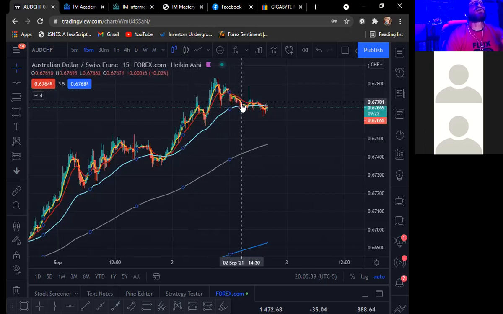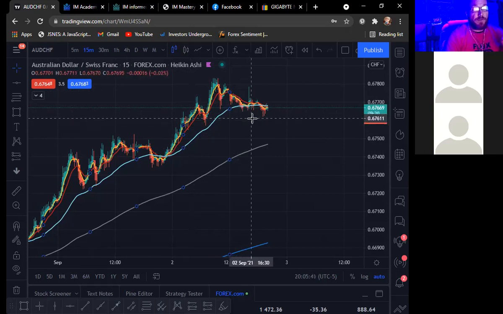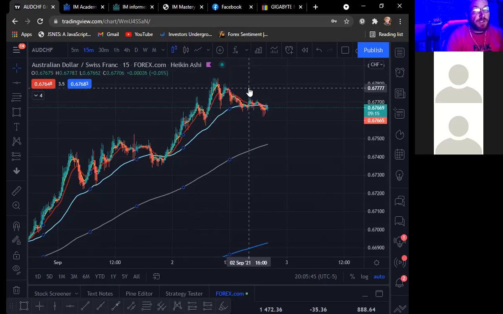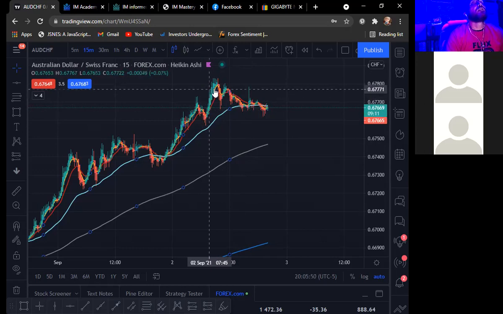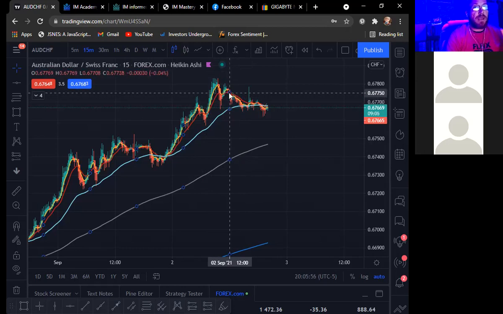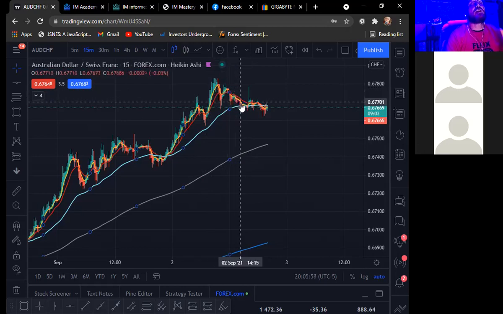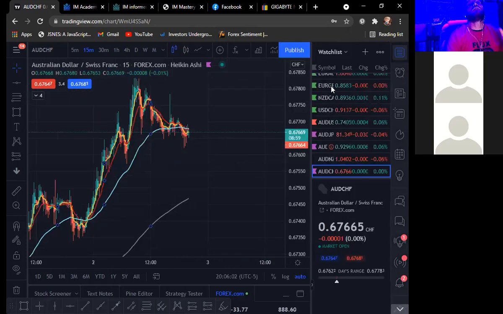So I'm not taking the trade until we get below the 50, because if we're on top of the 50, we're in an uptrend. So I can't sell in the uptrend, right? The yellow and the red crossed here, that's fine, but we're above the 50. So I can't take the trade. They have to stay crossed and cross below the 50.